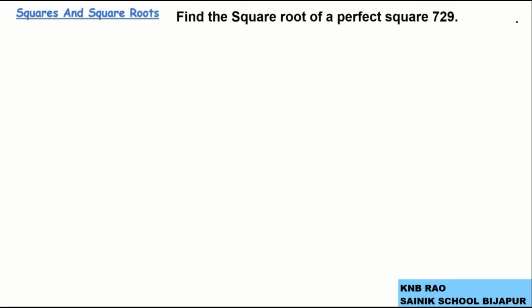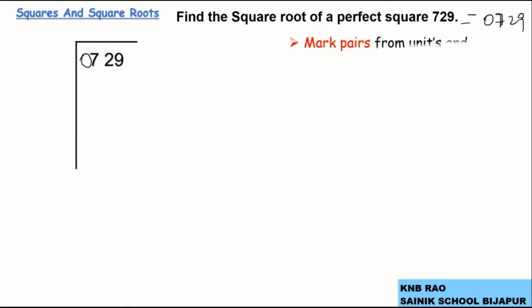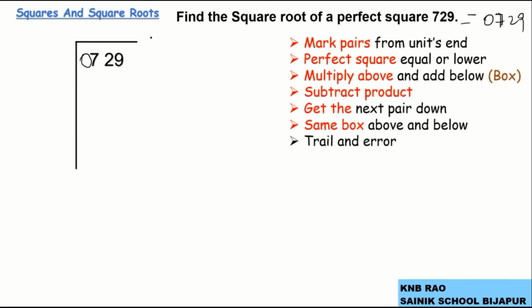Now let us take another example. Here another example I am taking. Find the square root of 729. Now what should I write this number? It must be written as 0729. That's it. That means I have written a number taking 0 here, drawn above and below lines, and following the steps I will mark.